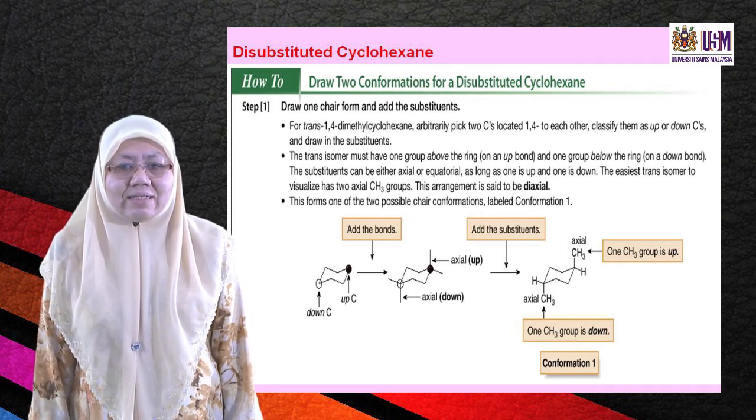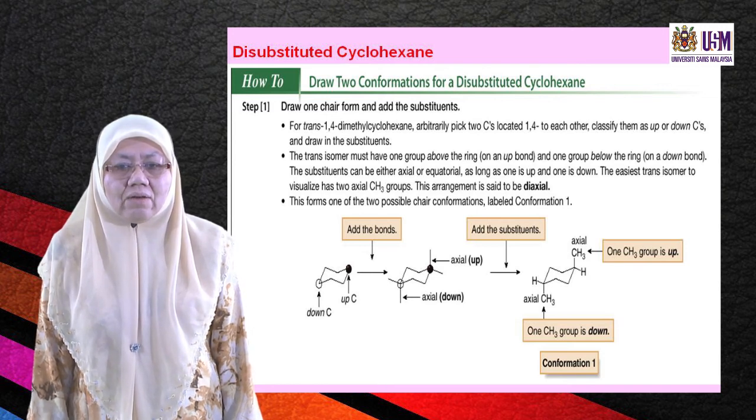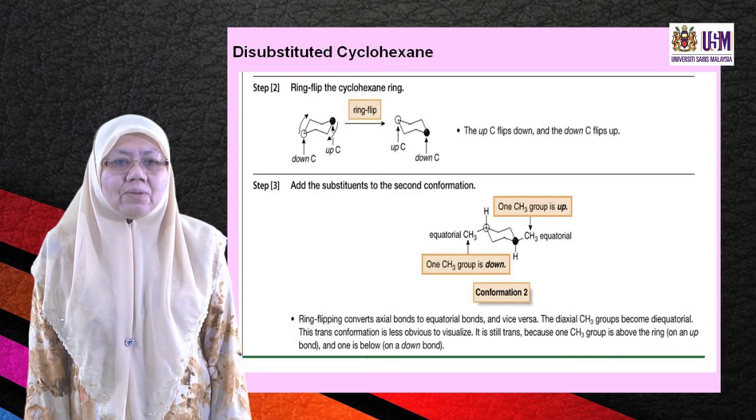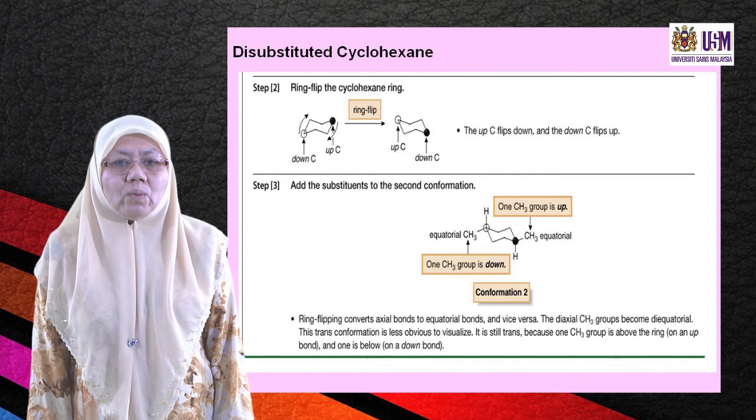The easiest trans isomer to visualize has two axial CH3 groups. The arrangement is said to be diaxial. This forms one of the two possible chair conformations labeled conformation 1. In the second step, we do a ring flip. So, the down carbon will be going up and the up carbon will be going down.